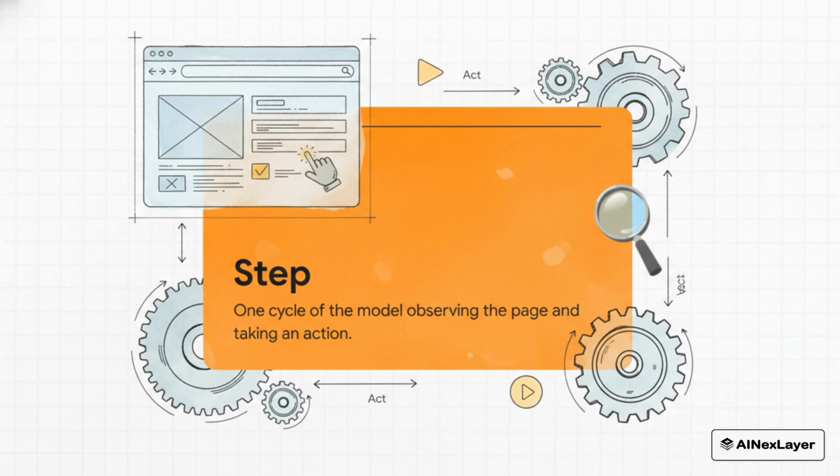Okay, so to complete that act, the agent breaks it down into smaller pieces called steps. A step is just one cycle. The agent looks at the page, decides on a single action, and then does it. A whole sequence of these steps is what actually fulfills that bigger command.